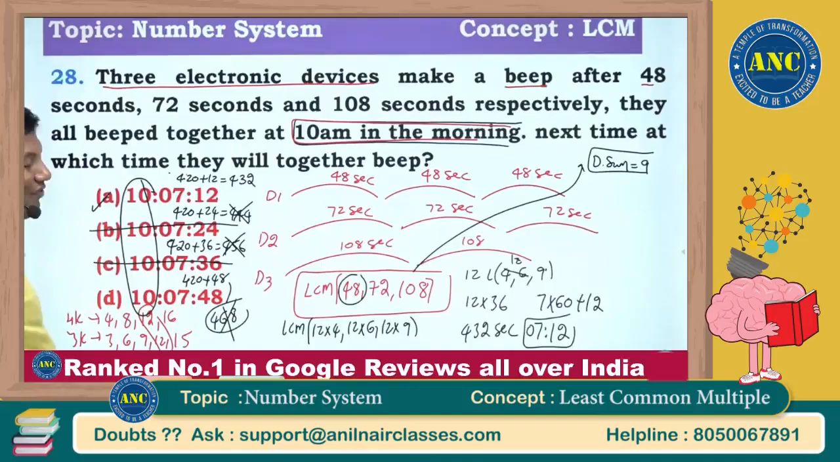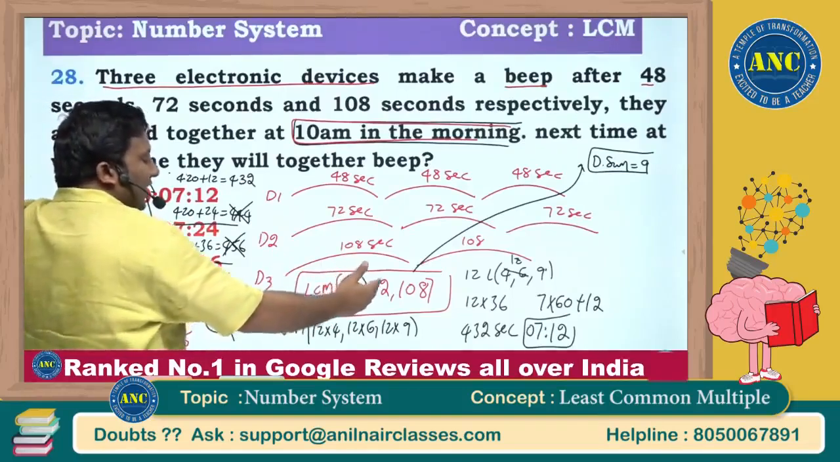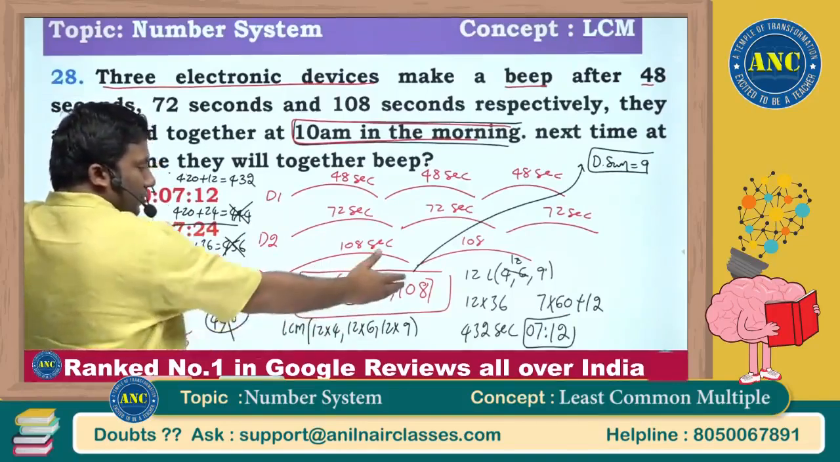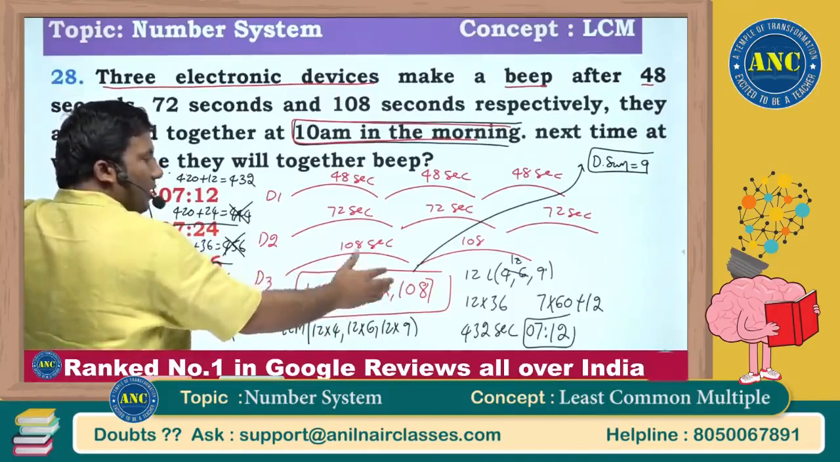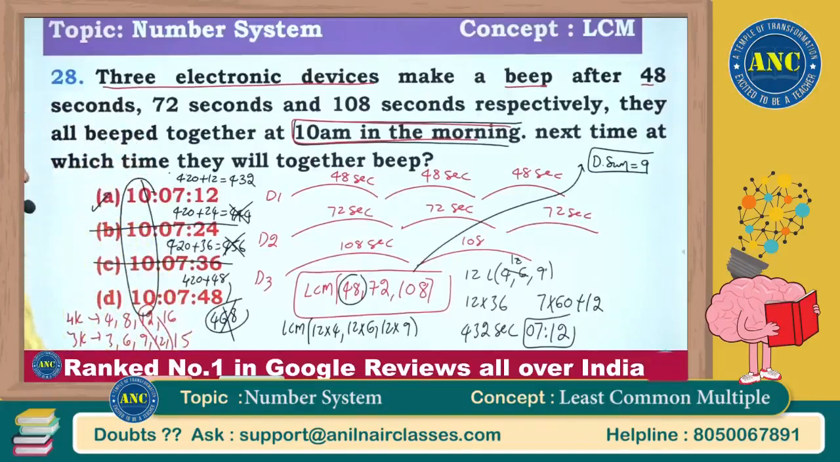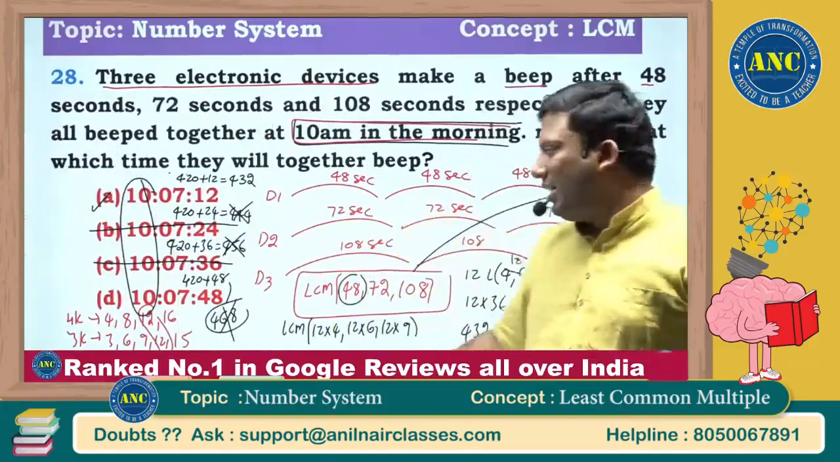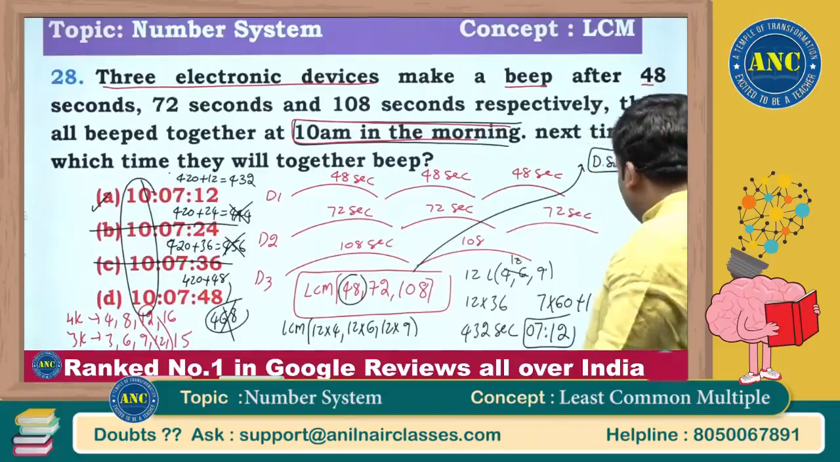48 is a multiple of 8. All of them should be multiples of 8. 8 6s are 48, 8 9s are 72. These two are multiples of 8. Anyway, the answer will be a multiple of 8. One of them is needed. So 468 is not a multiple of 8. Idea clear? You don't need to find the LCM and show your mathematical intelligence on this.